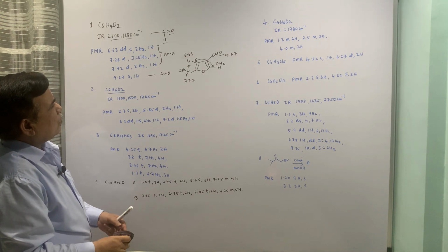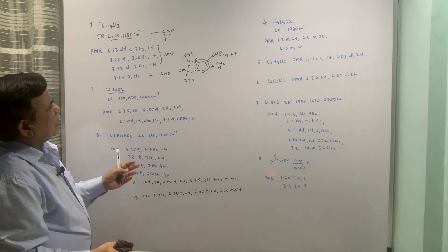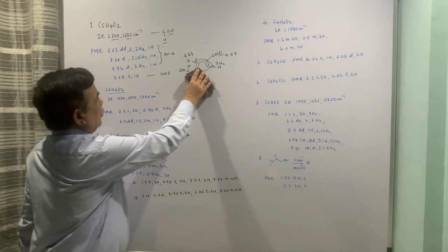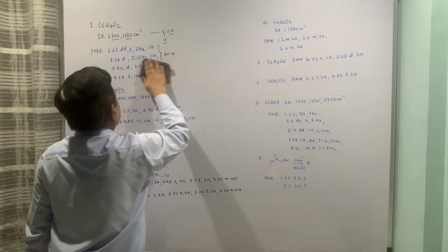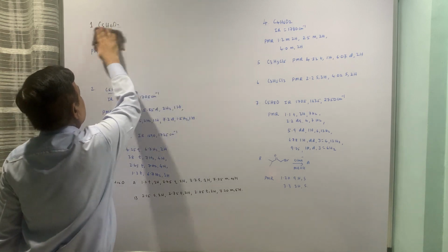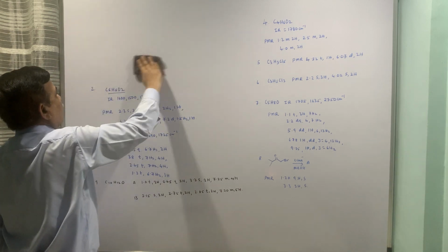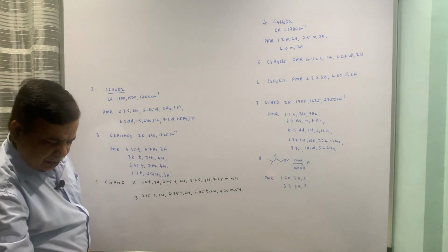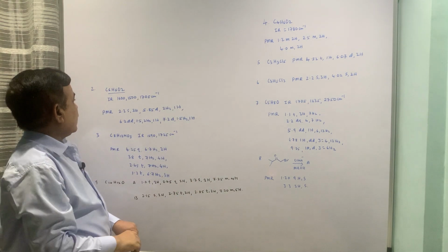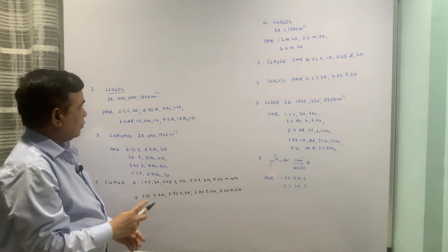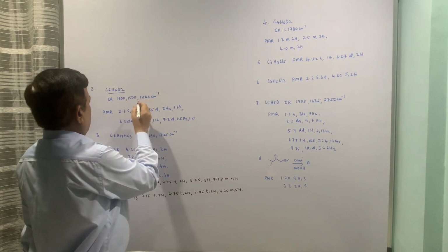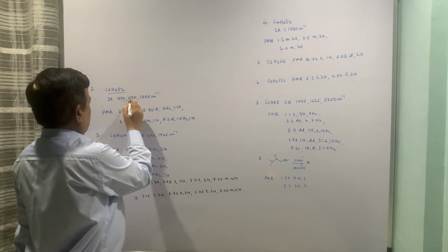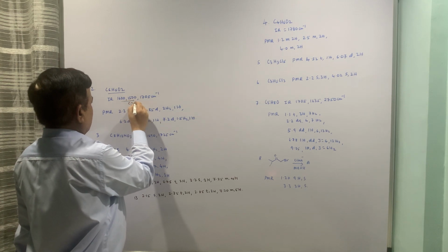So this is a 1 to 4 pattern, and the coupling constant of 5 Hertz suggests that it is a heterocyclic ring. Heterocyclic rings would have smaller coupling constants as compared to carbocyclic rings. The second example, once again the data you can interpret.